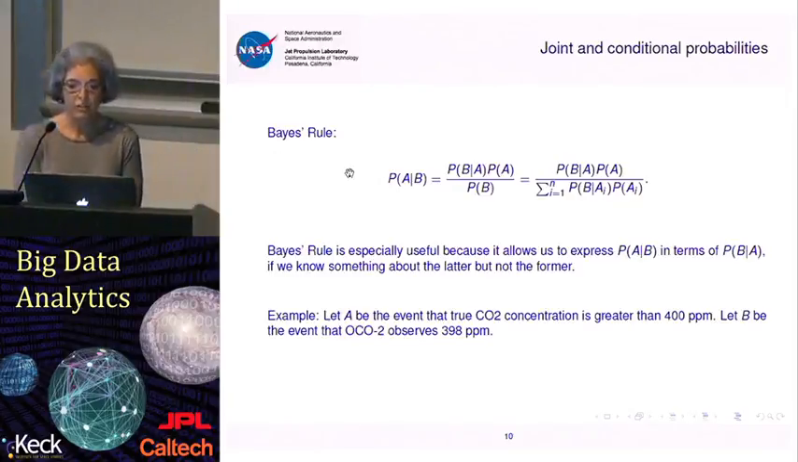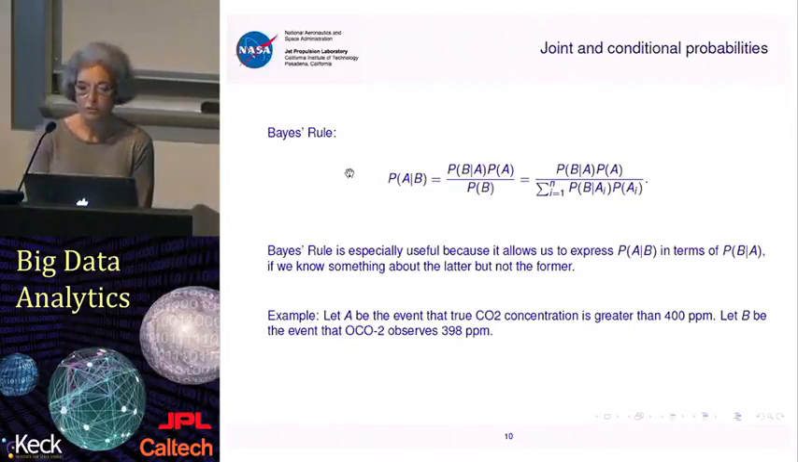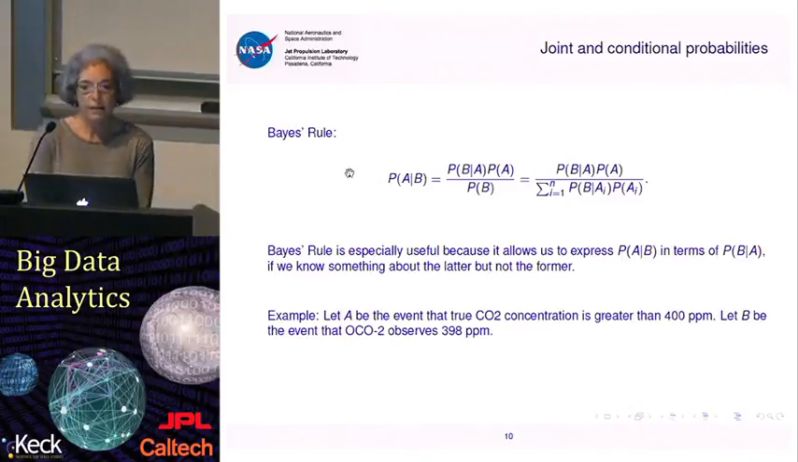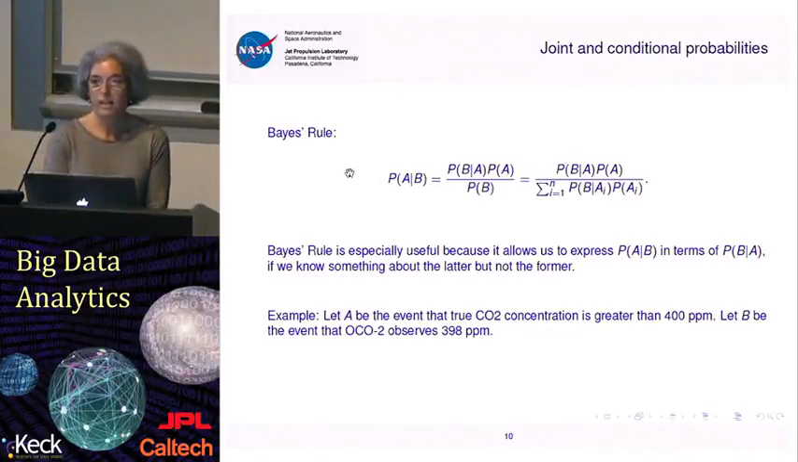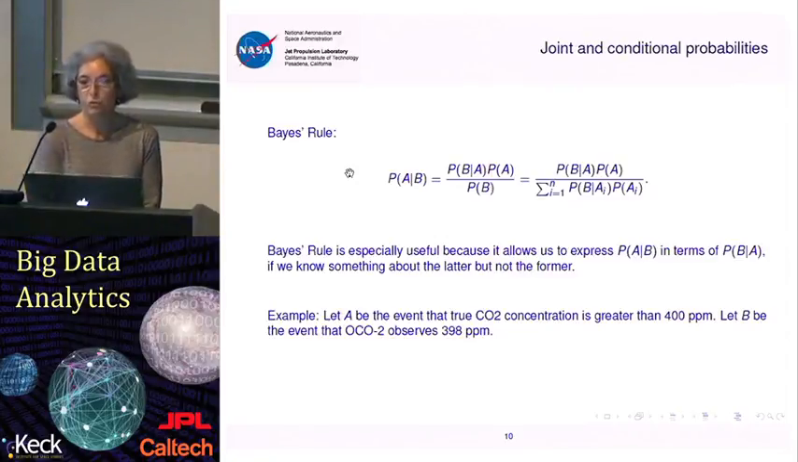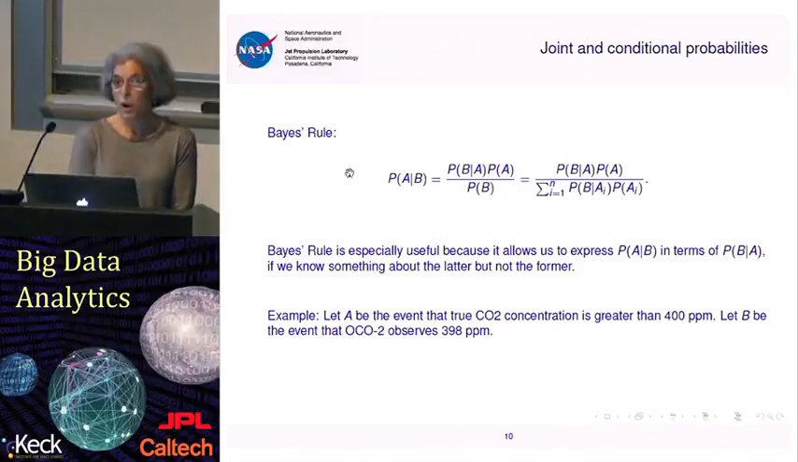suppose A is the event that the true CO2 concentration in the atmosphere over a column of atmosphere is greater than 400 parts per million. And let B be the event that the Orbiting Carbon Observatory instrument, which just launched in July, observes a CO2 concentration of 398 parts per million. Well, what we would really like to know is what the conditional distribution of A given B is in that case. We would like to know how likely is it that the true concentration really is 400 parts per million if what OCO-2 observed was 398 parts per million. But we don't have a good way of knowing that.